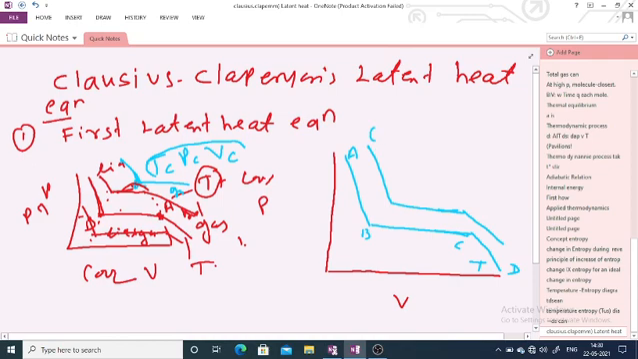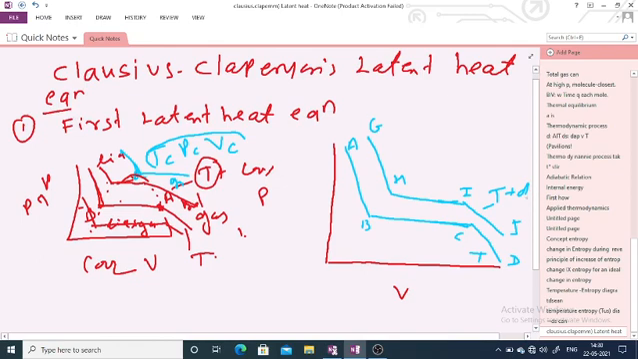Suppose this is G, H, I, J. Now this is another isothermal curve, for the temperature T plus dT. This is the pressure and this is your volume. Suppose this is a constant pressure P, and this is a constant pressure P plus dP.